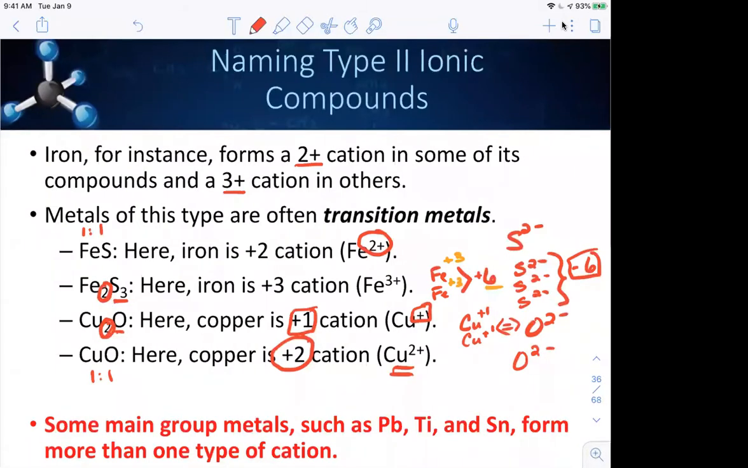So now in these formulas, I've determined what the charge of the ion is. So now I have to put that together with how I can name it. Now, some main group metals, like these guys, form more than one type of cation. So I have to make sure that I use the rule that's appropriate for the type of cation that's being formed.